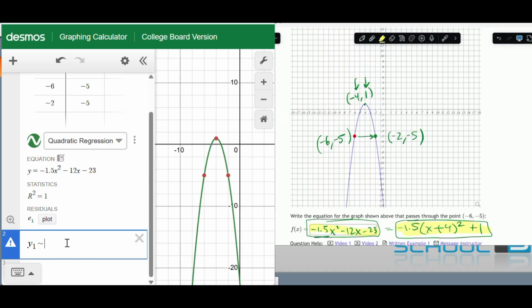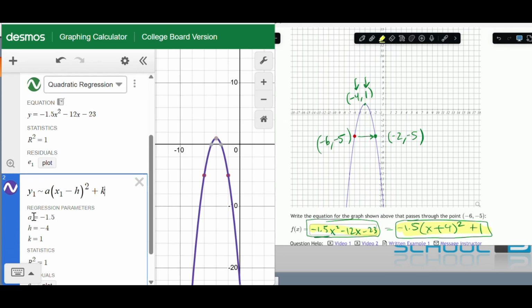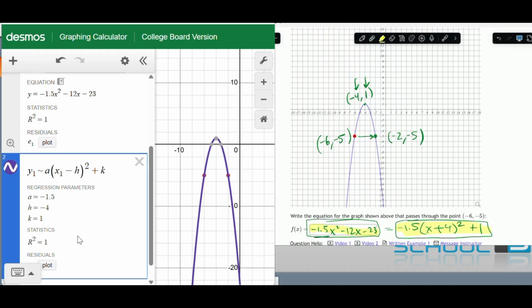So if I wanted the vertex form, I could type it as, again, we have to use the x1 instead of x's, but I could type in a times the quantity x1 minus h squared plus k. And notice what this does is it gives me my a value, my h value, my k value. And so that allows you to find those.